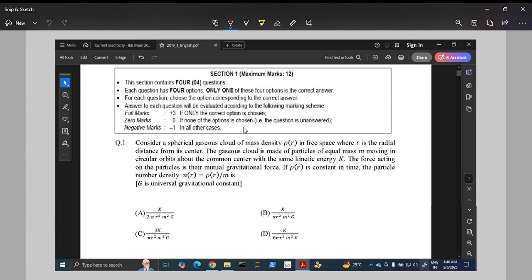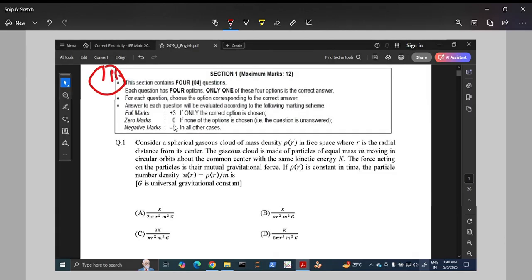Okay, this is an interesting problem from JEE Advanced Physics. The problem is: consider a spherical gaseous cloud of mass density rho(r) in free space, where r is the radial distance from its center. So this is like this spherical gaseous cloud.